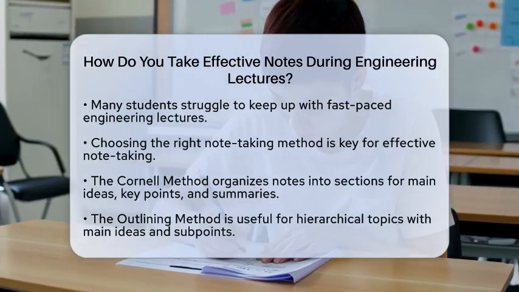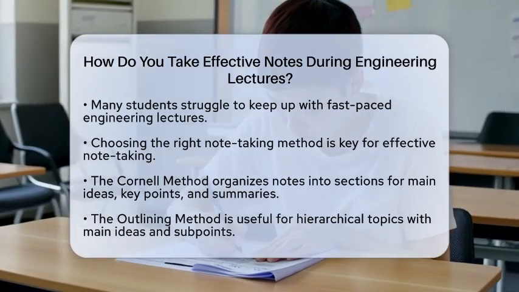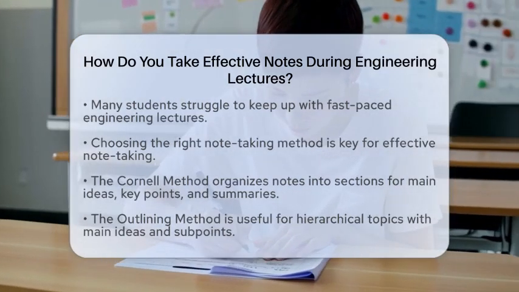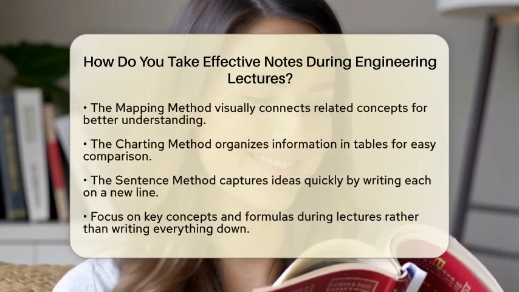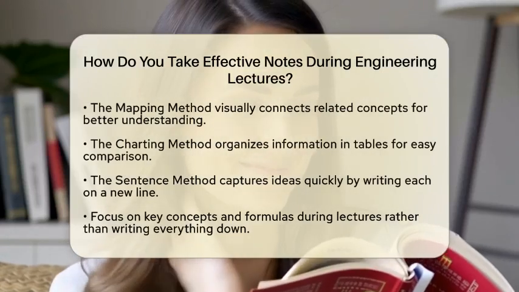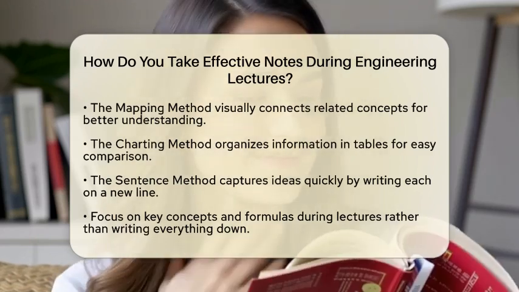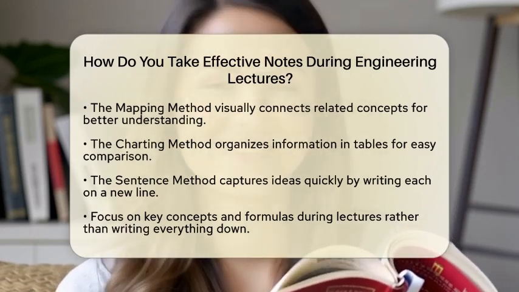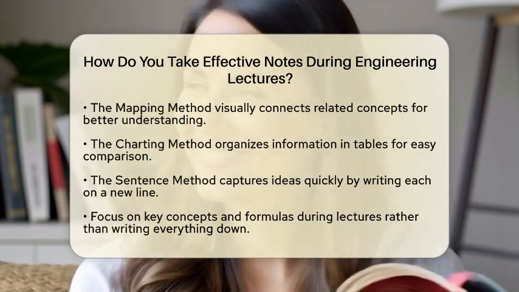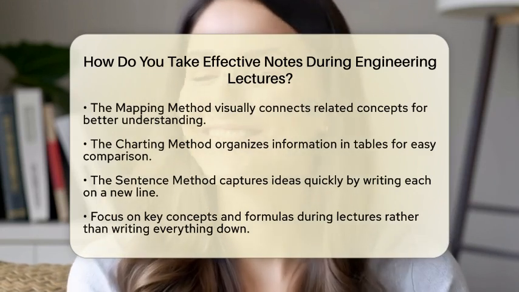Another option is the outlining method. This method works well for hierarchical topics, where you can list main ideas with indented subpoints. If you prefer a visual approach, the mapping method connects related concepts, which is great for understanding how different engineering principles relate to one another. The charting method organizes information in tables, making it easier to compare formulas or processes.